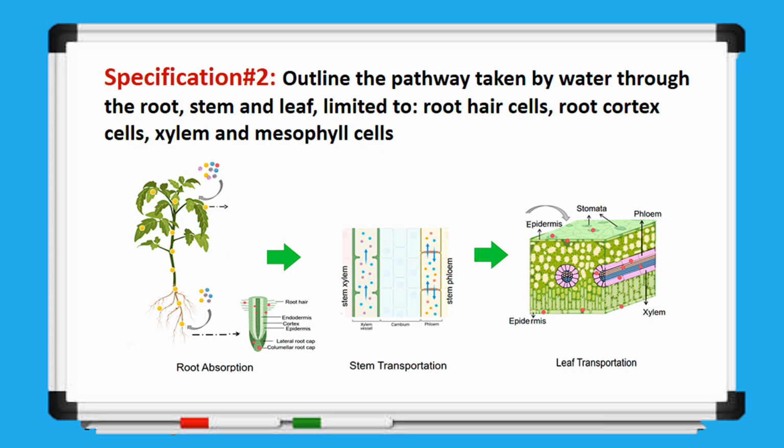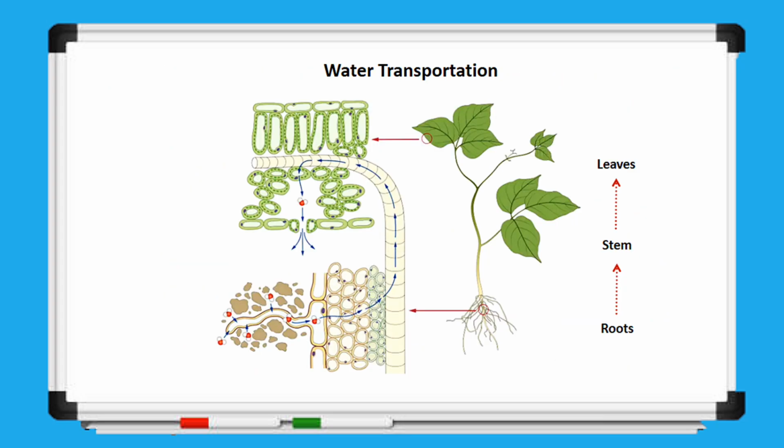So overall, the journey begins in the root hair cells, moves through the cortex and xylem, travels up the stem, and ends in the mesophyll cells of the leaf, completing the transport system of the plant. Now, this diagram shows us how water moves through a plant, starting from the roots, traveling up the stem, and finally reaching the leaves, and the key cellular structures involved along the way.